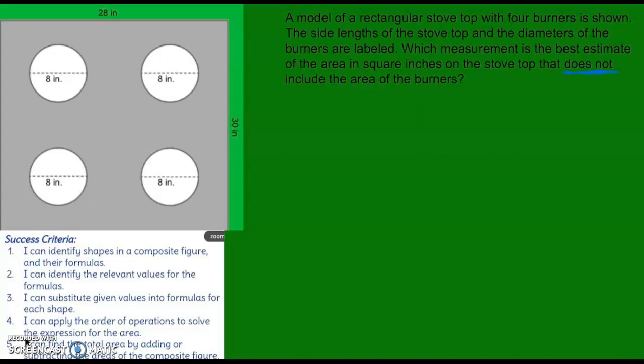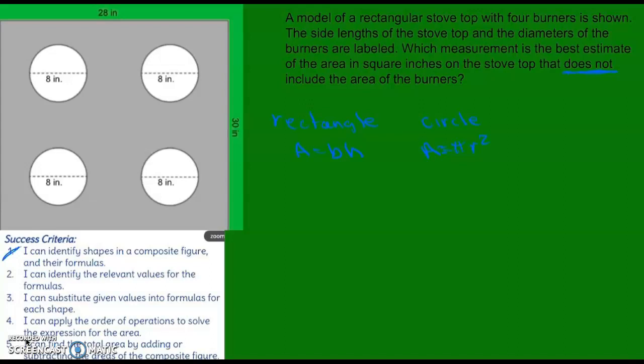Okay, so then I'm going to go to my success criteria, and I'm going to start on number 1. Number 1 says I can identify the shapes in a composite figure and their formula. So the first shape that I noticed is a rectangle, and the formula for area of a rectangle is A equals base times height. Second, the burners are the shape of a circle, and the area for a circle is equal to pi r squared. Okay, so I've done number 1.